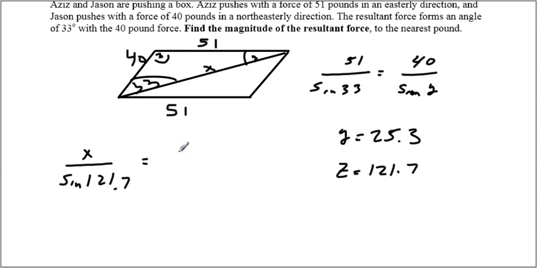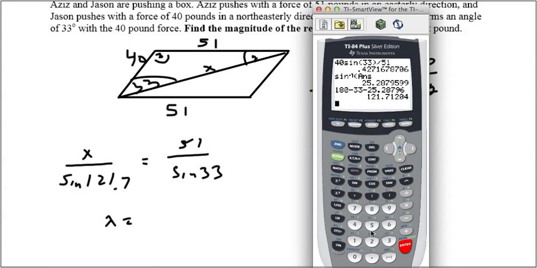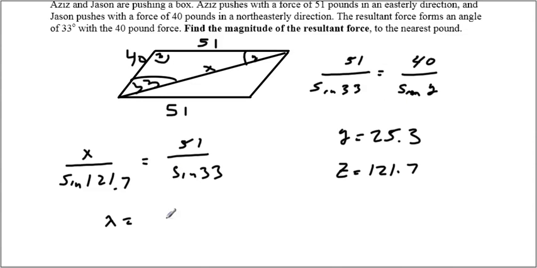equals, we'll stay with the 51 over sine 33. And again, now we just do a quick little cross multiply for x. Bring this over here, so we have 51 sine 121.7 divided by sine 33. And you get 79.66, so 79.7. Good.